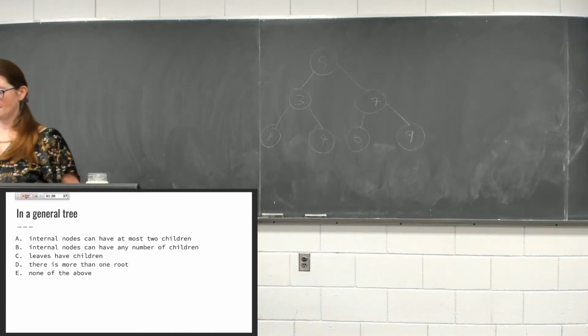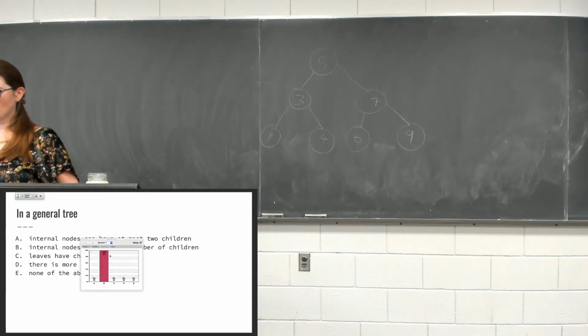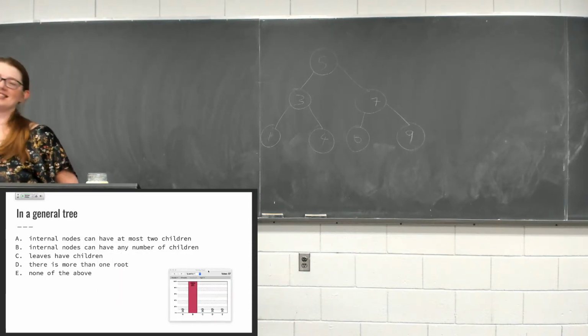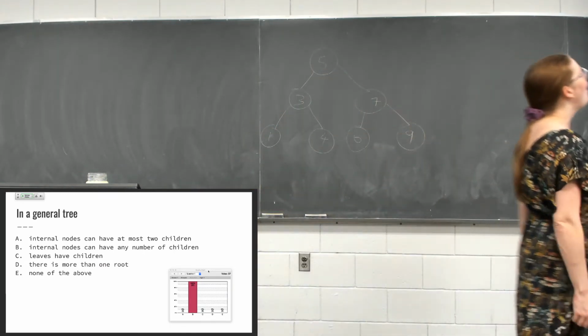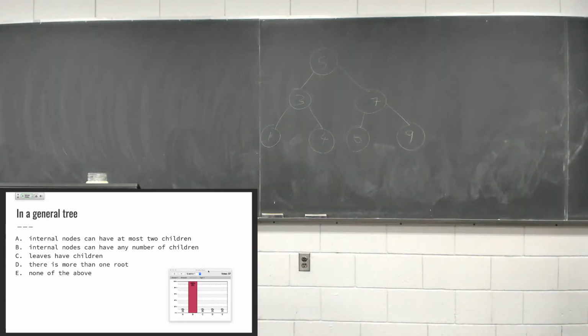All right. If you haven't clicked it, please do so now. And let's see where everybody fell. Everybody said the right answer. Yeah, it's B. All right. So if internal nodes have just 1 or 2 children, that's a binary tree, not a general tree. I mean, binary tree is a kind of general tree, but it's a very specific type of tree.